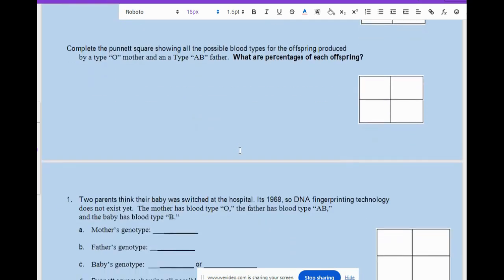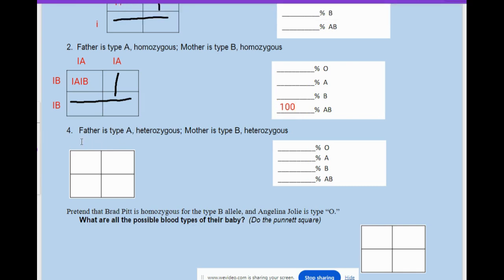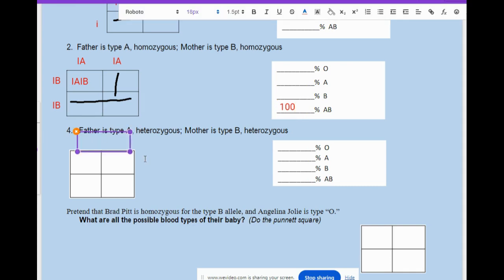Here's, let me see. I'm going to start this one off for you, and you're going to finish it. Remember, if you don't finish it, don't even start it because you're not going to get credit for this whole assignment unless you do. Father is heterozygous type A, so I'm going to give you the father's genotype. You're going to have to do the mom.